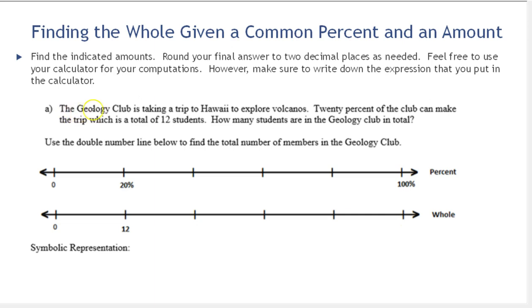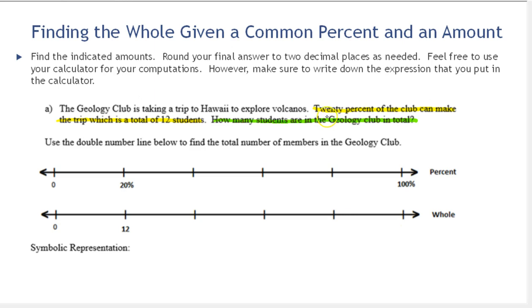The Geology Club is taking a trip to Hawaii to explore volcanoes. 20% of the club can make the trip, which is a total of 12 students. And here's the question. How many students are in the Geology Club in total? So let's think about what these parts represent. Remember, we're given a common percent and an amount, and we want to find the whole.